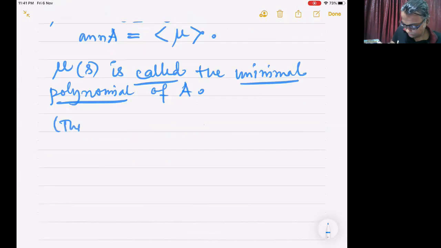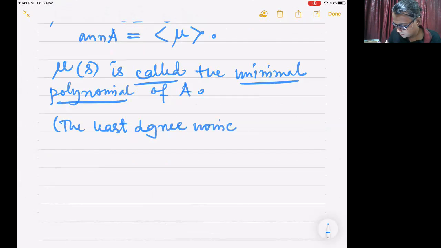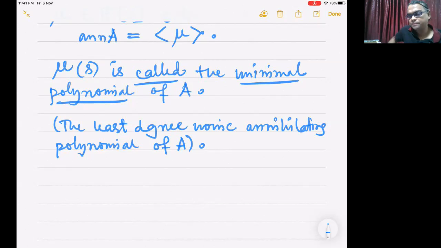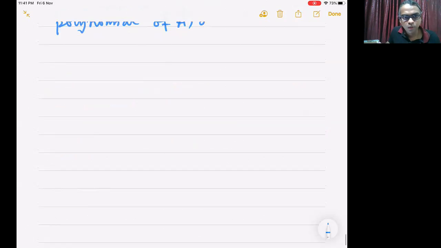The least degree monic annihilating polynomial of the operator A. That's the minimal polynomial, right? So let us make ourselves conversant with this idea of a minimal polynomial.